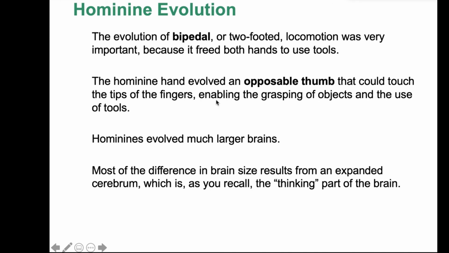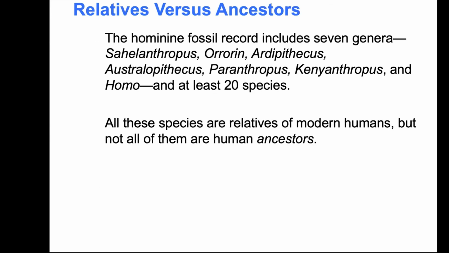The evolution of bipedalism, which means that you walk on two feet, was very important because it freed both hands up for tools. If we weren't walking, we wouldn't be able to use our hands for tools. Another thing that evolved was the opposable thumb, which allows us to touch each tip of our fingers, which allows us to grasp objects and use tools. Hominins evolved much larger brains. Most of the difference in brain size results from an expanded cerebrum, which is the thinking part of your brain. So there are different fossil records, including 7 generations.